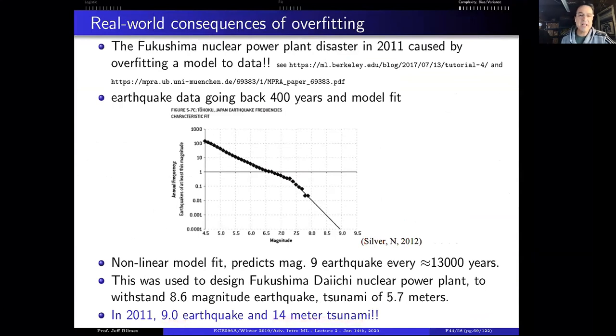But of course, then the disaster happened, and there was a 9.0 earthquake and a 14-meter tsunami, which devastated the nuclear power plant. And to this day, it is leaking poisonous caustic radiation into the environment around the power plant and into the sea. It's continually leaking radiation. It's going to be a long time, probably for the rest of our lives, before they clean it up. It's a real disaster. And in fact, it's had huge repercussions. The entire country of Germany, as a result, has decided to decommission all of their nuclear power plants in order to try to avoid this kind of disaster from happening again. That, arguably, resulted from overfitting.